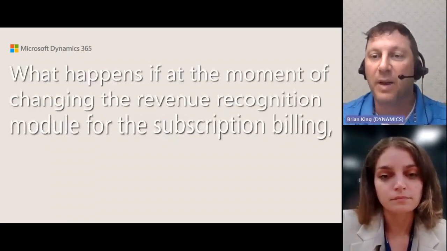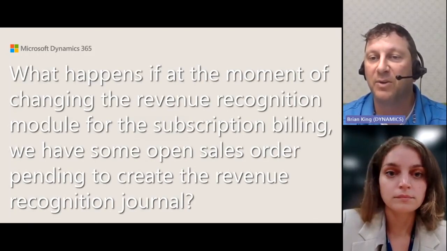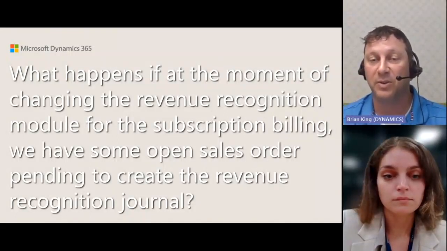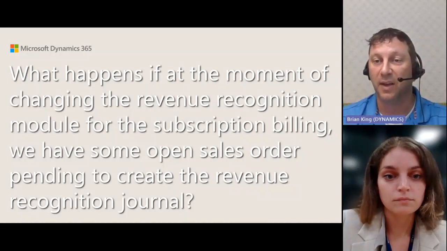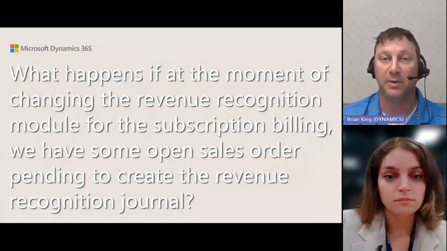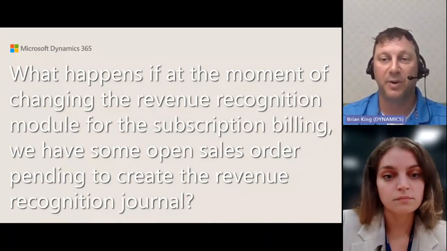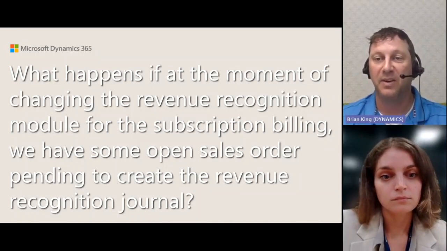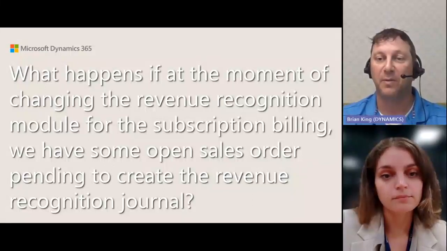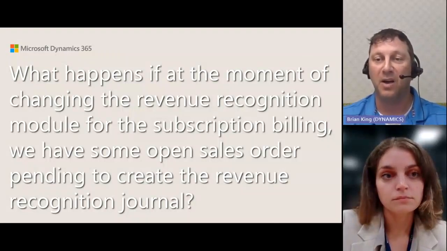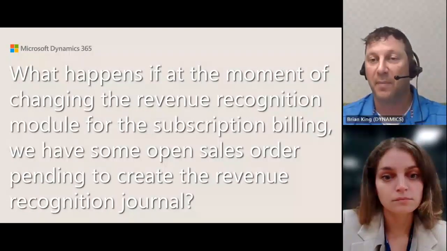The next one. What happens if, at the moment of changing the revenue recognition module for subscription billing, we have some open sales orders pending to create the revenue recognition journal? If you have ones that are pending to create the revenue recognition journal, I'm reading this as to do the recognition, then you would use the stubbing function that we talked about in the first demo. If I created the sales order, turned off revenue recognition and it's sitting there, not invoiced yet, then you'd use the deferrals option and set up the deferral for that transaction. That could all come in from defaulting information, or you can toggle it in there as you go along. But depending on the situation, right?